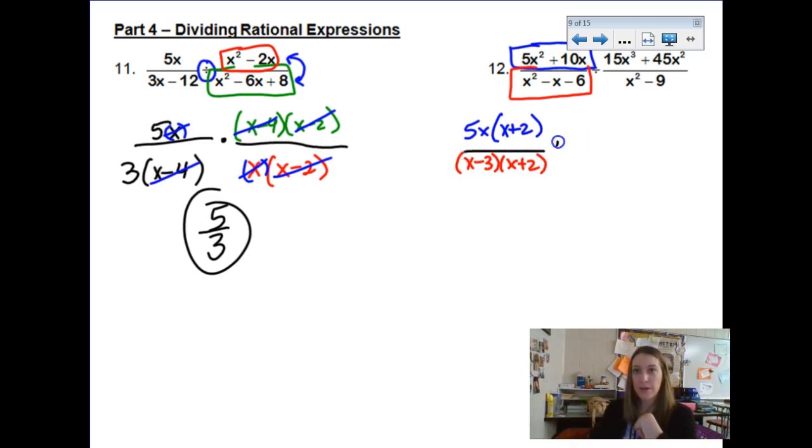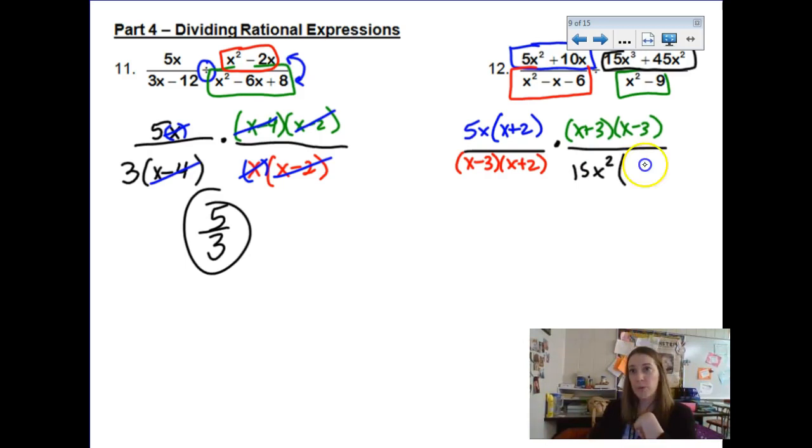And then we are flipping this to a multiplication problem. So this factors, and now it's in the numerator, into x plus 3 times x minus 3. And then this last one here, 15x to the third plus 45x squared. There's a common 15x squared we could take out. So we are left with an x plus 3.